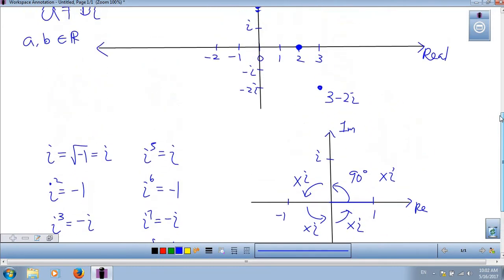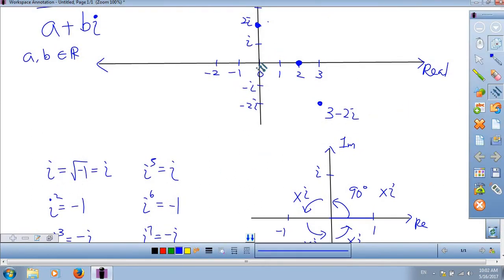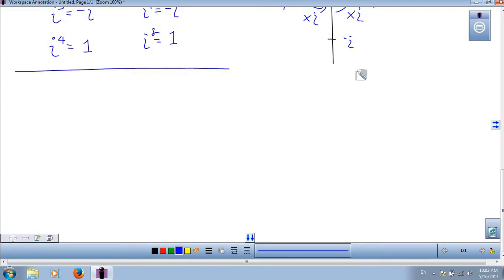And later on, for example, the 3 minus 2i, we can also convert this to a different form called the polar form by writing out its magnitude, absolute value, and its directional angle, which is called modulus and amplitude. We'll talk about that a little bit later, maybe in this video, maybe in the next video. All right, now let's go ahead and talk about basic operations for complex numbers.